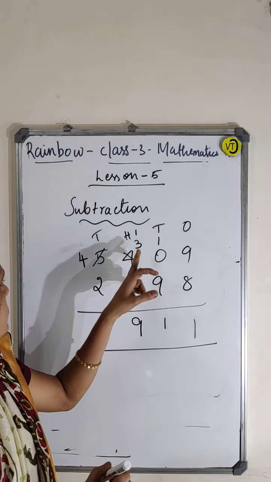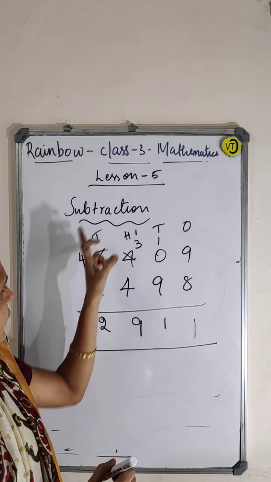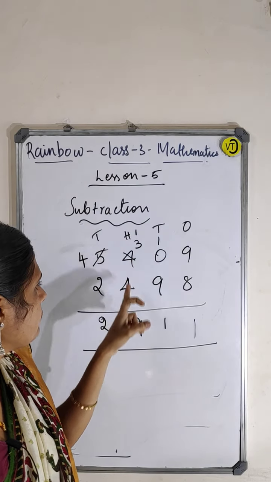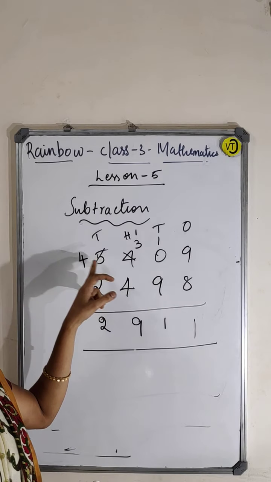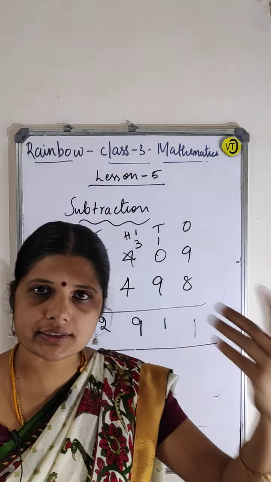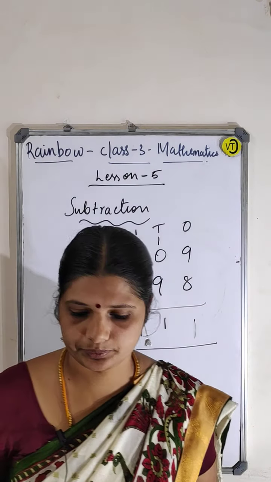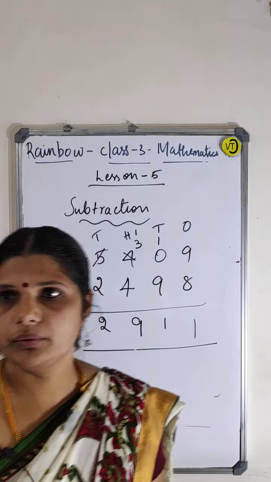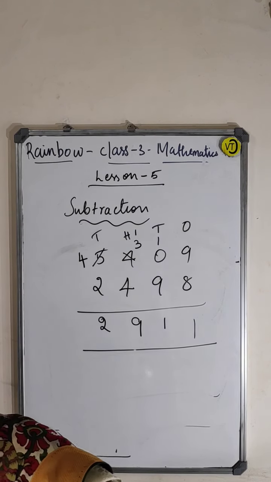This 3 was already there. This is not going, so again I am taking the borrow. 13 minus 4 is 9. The last one will be 5, since 1 has been given. Then 4 minus 2 is 2 now. Okay, one more sum.